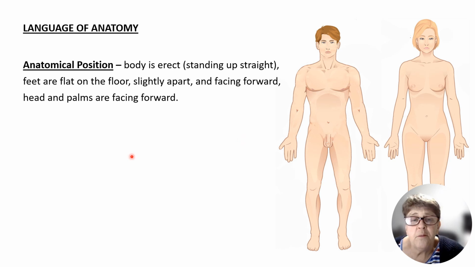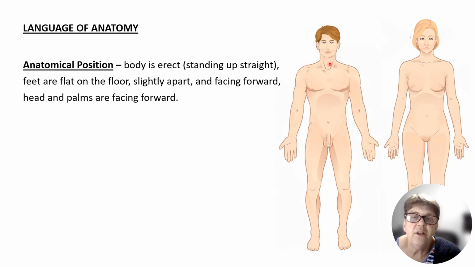This is important because if you try to explain where something is in the body, then the body's going to be in this position. And if you're thinking of it with your palms backwards or your hands up over your head, then you're not going to explain where that is. For example, you might say the head is superior to the feet. All that means is the head is above the feet.